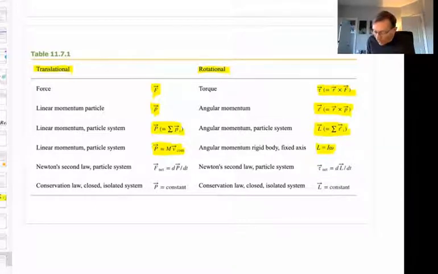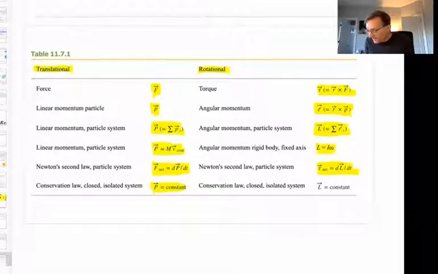Next, Newton's second law for a particle system, F net equals dP/dt. Newton's second law, rotational version for a particle system, tau net equals dL/dt. Finally, conservation law for a closed isolated system: capital P equals a constant. What's the rotational version? Conservation law for a closed isolated system: capital L equals a constant. There is our third conservation law.